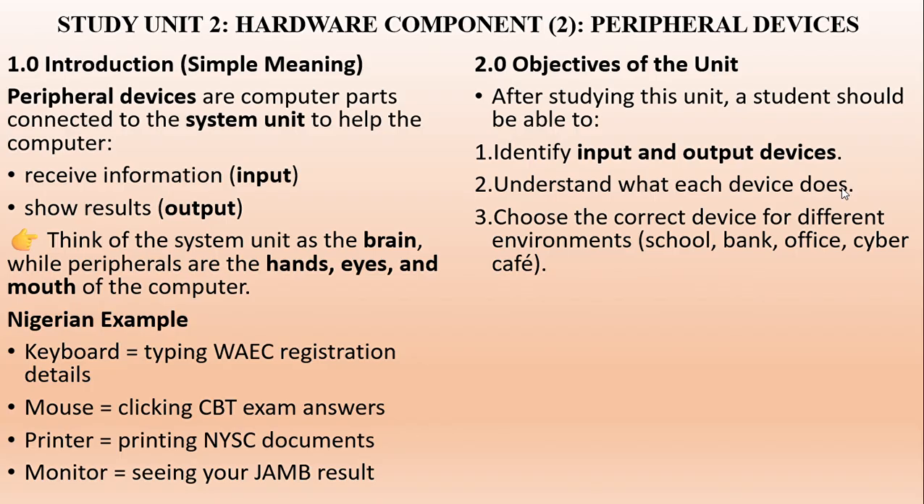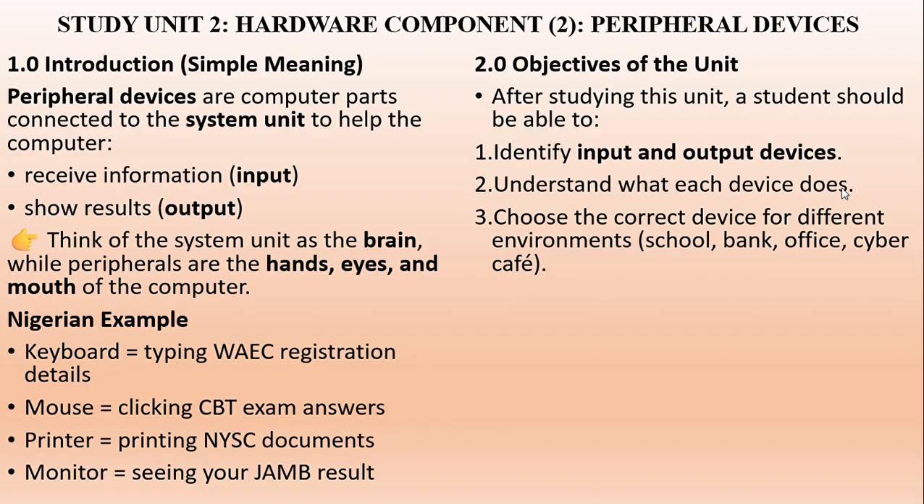Then a Nigerian example of this is the keyboard. Typing WAEC registration details: the keyboard is a peripheral device. You are using it to type your WAEC registration details, or you are using it inside the exam to type in your matric number. A mouse, clicking CBT exam answers. In the exam, you are using your mouse to tick exam answers. You are given a question, options A to D. You are able to use your mouse to click on it. Maybe C is your answer, D is your answer.